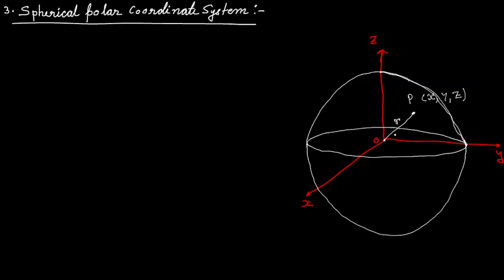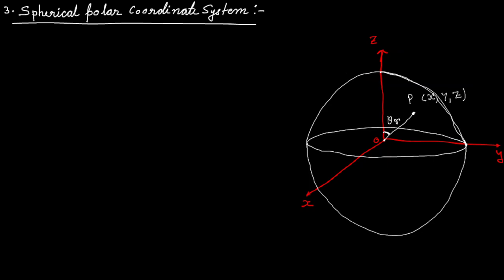Next, what we have to define in spherical polar coordinates is the angle between this r and the positive z-axis. What is the angle between this r and the positive z-axis? This angle is represented by theta. Okay, this angle is theta.